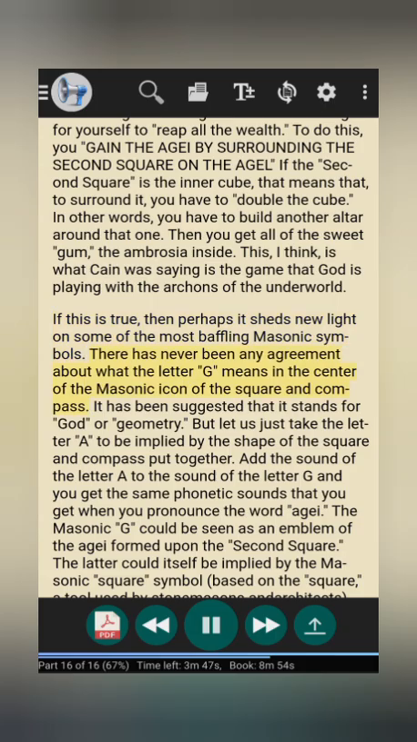There has never been any agreement about what the letter G means in the center of the Masonic icon of the square and compass. It has been suggested that it stands for God, or geometry. But let us just take the letter A, to be implied by the shape of the square and compass put together. Add the sound of the letter A to the sound of the letter G, and you get the same phonetic sounds that you get when you pronounce the word Agea. The Masonic G could be seen as an emblem of the AG formed upon the second square.